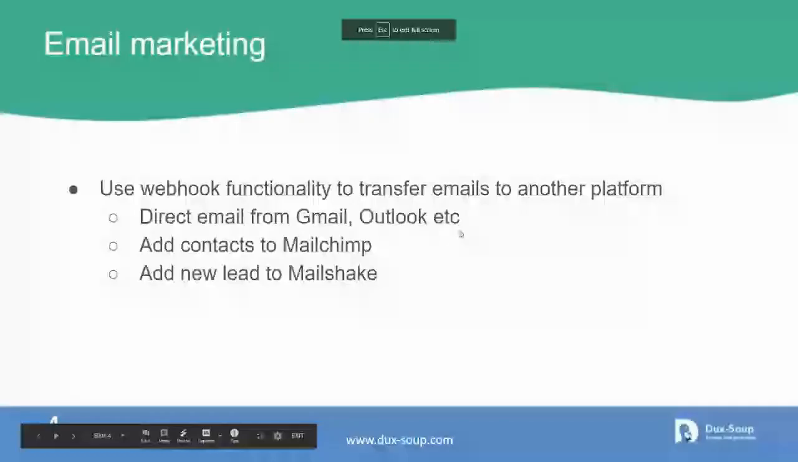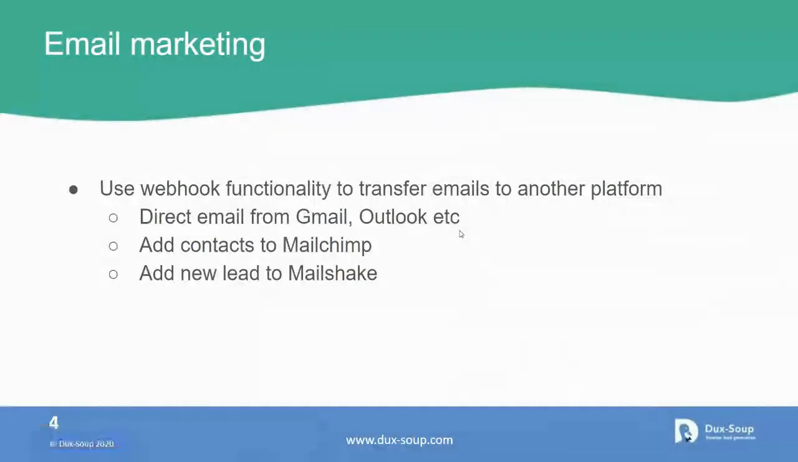There we are. So webhook functionality to transfer email addresses to another platform, so to Gmail, to Outlook, to MailChimp, to Mailshake, etc., etc. There's all sorts of different options there as well. So that gives you a flavor as to how you can capture your email addresses by downloading them or by triggering automatic actions to capture that information as well.